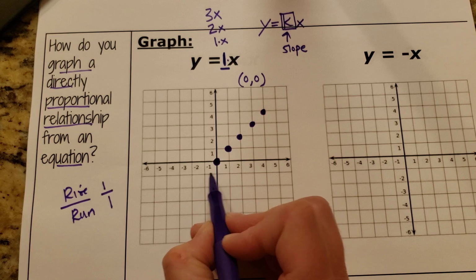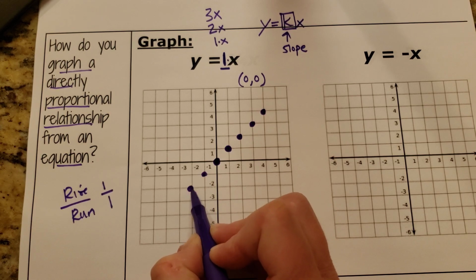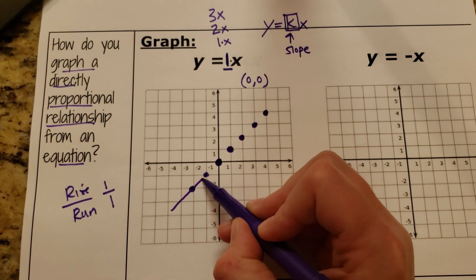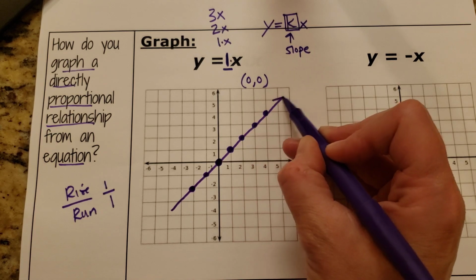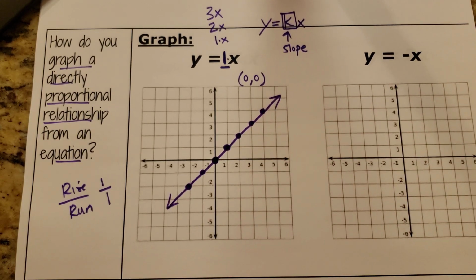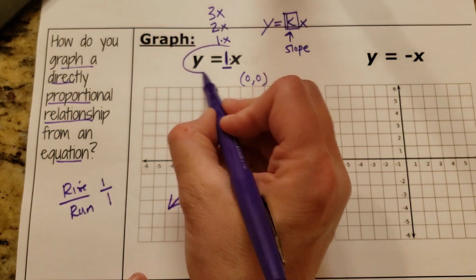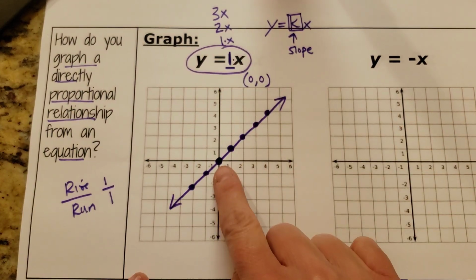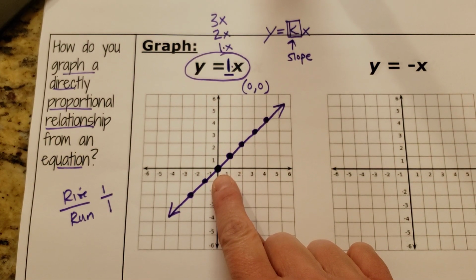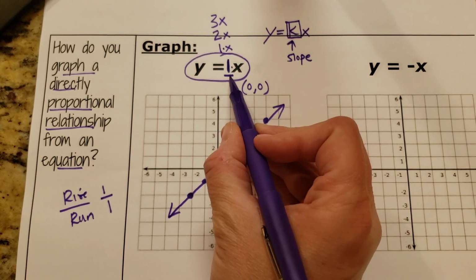I could fall 1 and go back 1. I've got lots of points on this line. I think I'm ready to draw it. There's my line. Now notice two things about this equation when it's graphed. It goes through the 0, 0 because it's a directly proportional equation, and it also has a slope of 1.